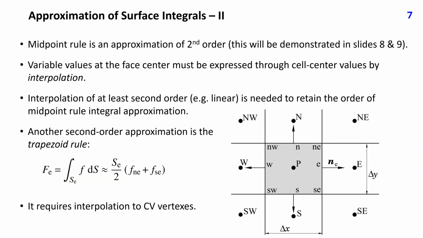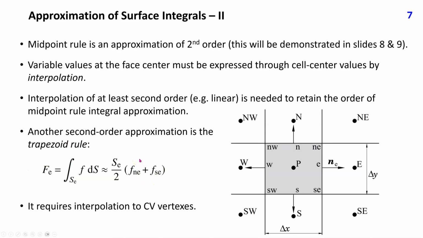Variable values at the face center must be expressed through cell center values by interpolation. To retain the second order of integral approximation, interpolation should also be of second order or higher. Another second order integral approximation in 2 dimensions is the trapezoid rule.